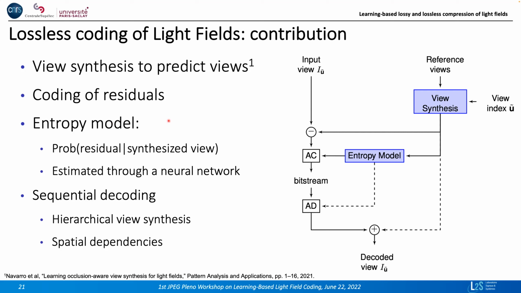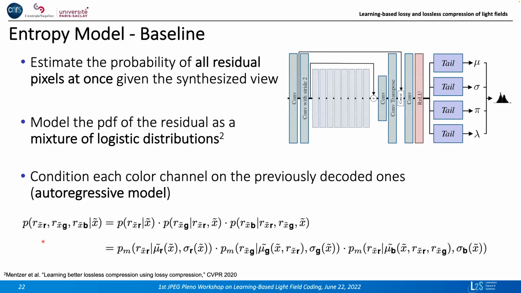So here, what we do is compute residual views. To do this, we need an entropy model. Essentially, we need to compute the probability distribution, actually the conditional probability of a residual, when you know the synthesized view. This complex probability distribution is estimated through a neural network. In addition, we also consider some improvements, in particular sequential decoding, which is obtained by hierarchical view synthesis, and by considering spatial dependencies, and we will see how to do this using autoregressive models.